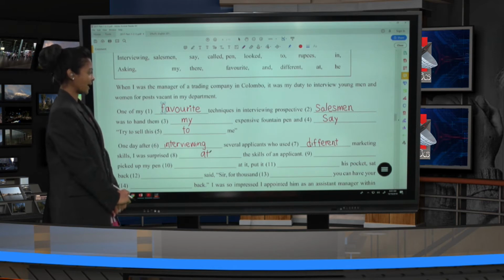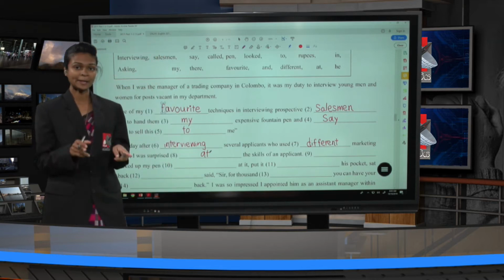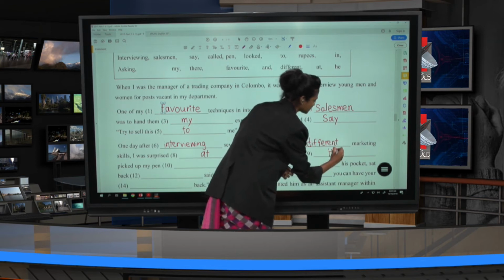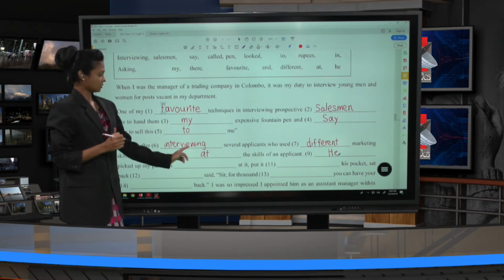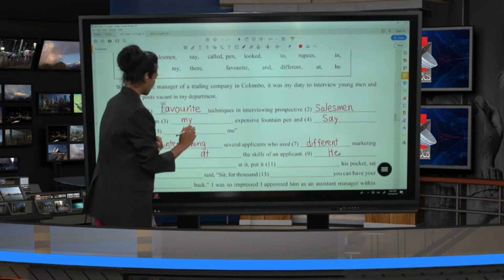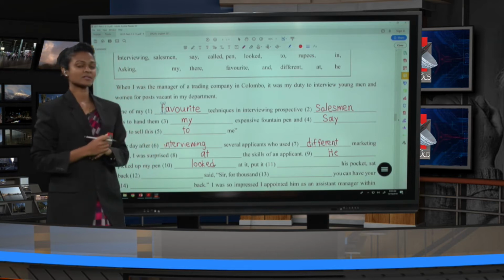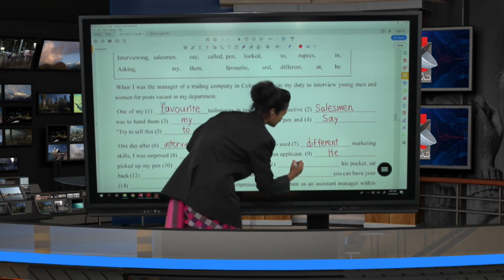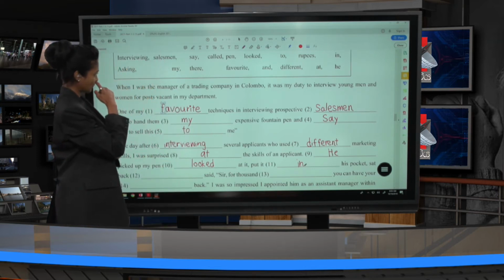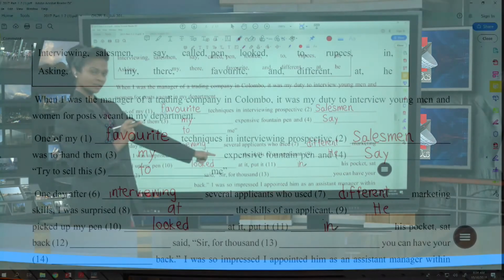at the skills of an applicant. Full stop there. Then what is the answer? He picked up my pen. ඔහු මගේ පෑන ගත්තා. He picked up my pen. At it. Then what is the answer? Looked at it. ඒක දිහා බැලුවා. Looked at it. Put it in his pocket. Sat back. What is your answer? Fine. And said, so 4,000 rupees.